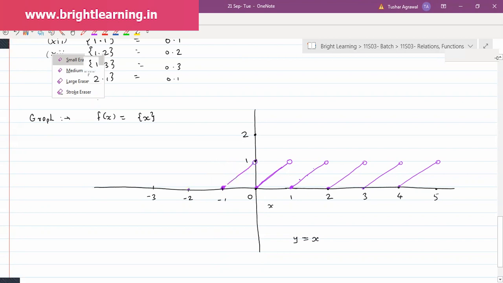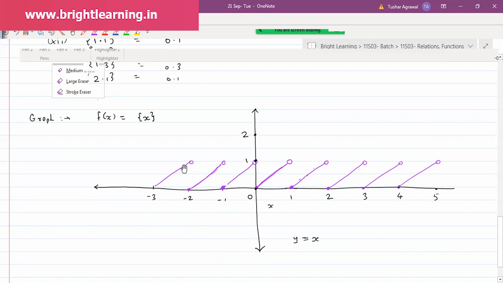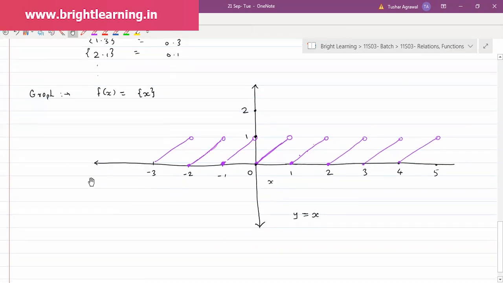To the right of -2, as x goes to the right of -2, the fractional part goes on increasing. Is the graph of fractional part of x clear? So from the graph, can you see that the domain of fractional part of x is the complete set of real numbers.